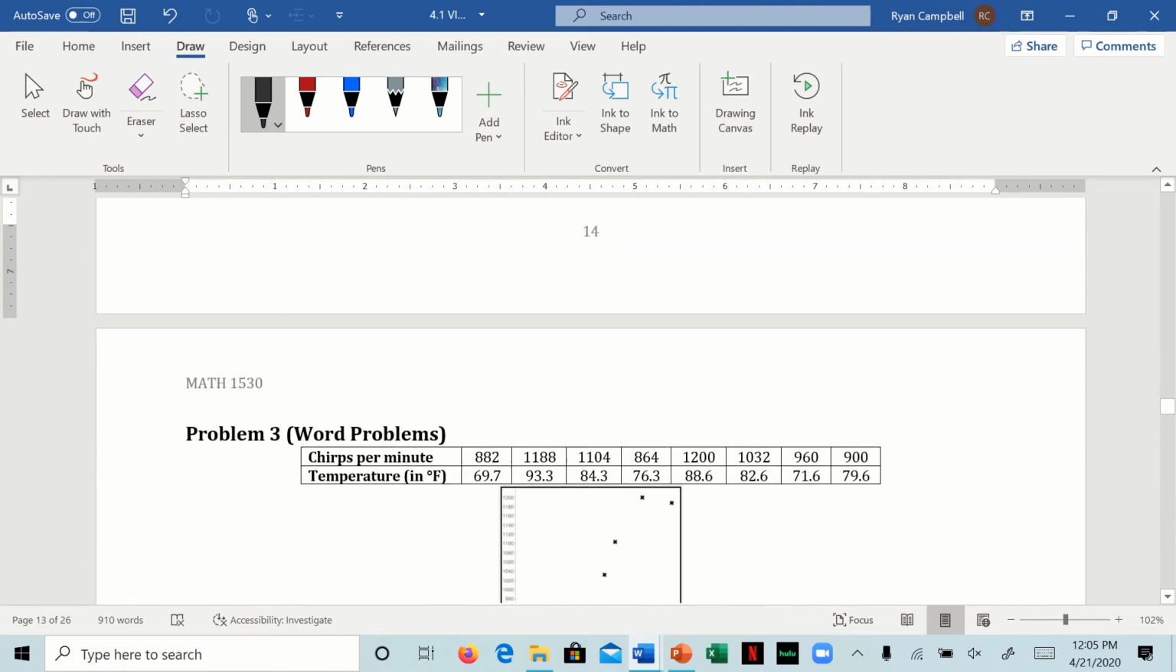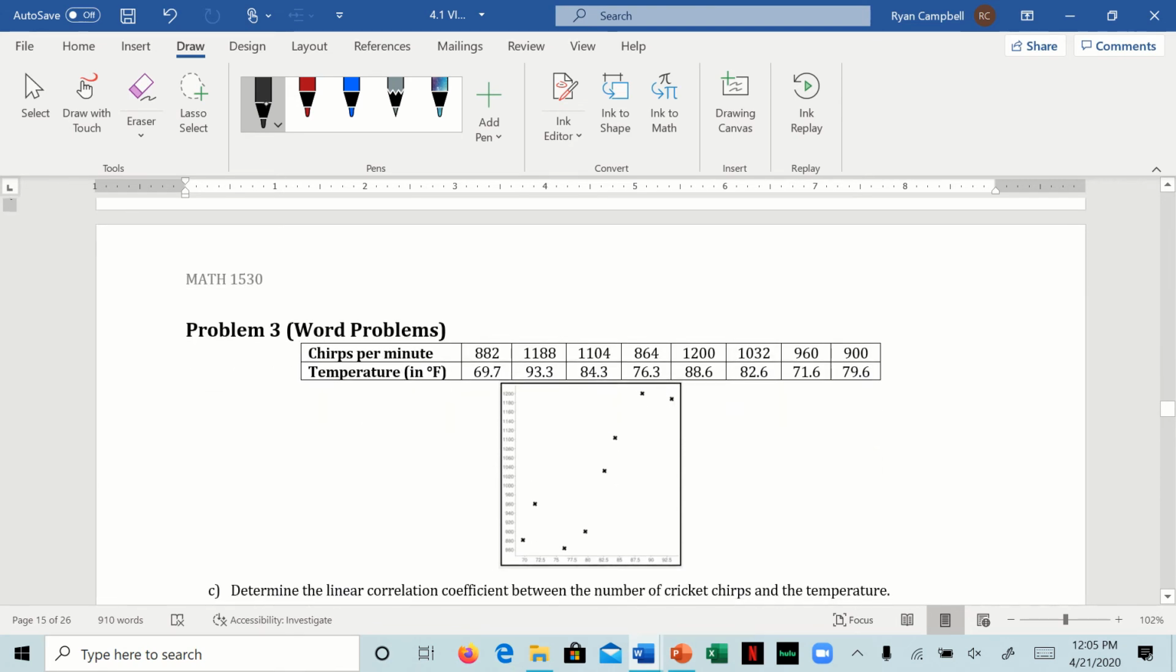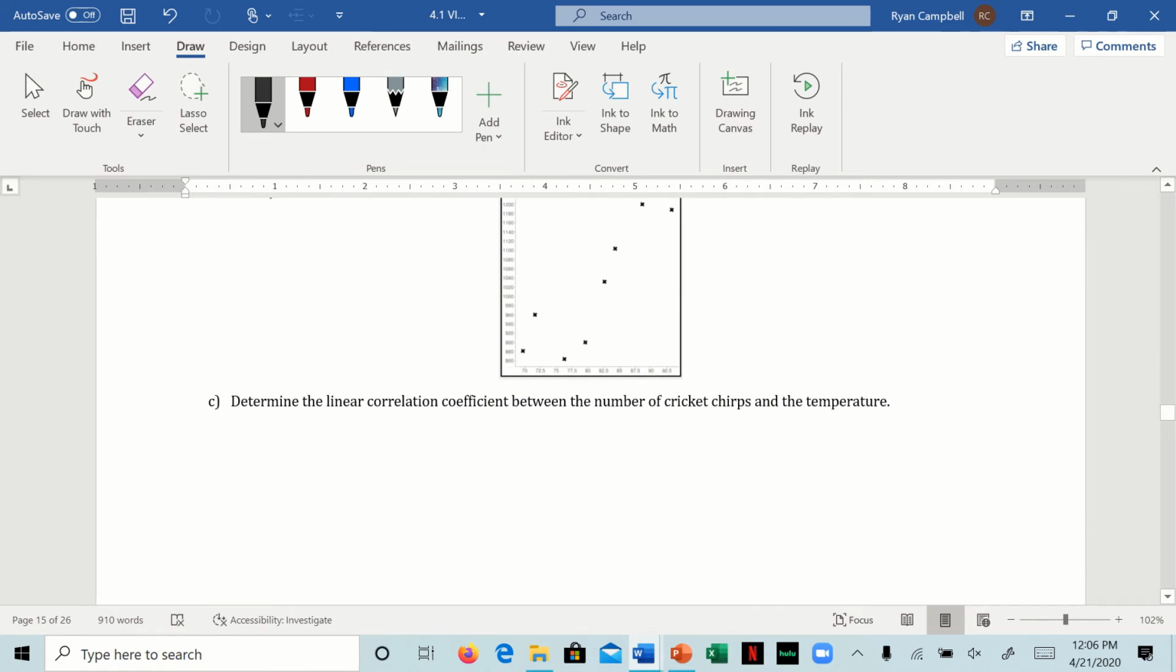So let's go back. We are on problem 4. Let's go back to problem 3. Remember, we put the temperature in L1 and the chirps in L2. If you need to pause the video, make sure to plug all that back in. Then step C, find the linear correlation coefficient.